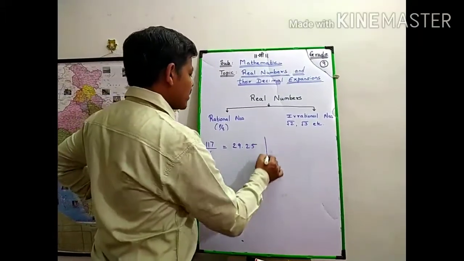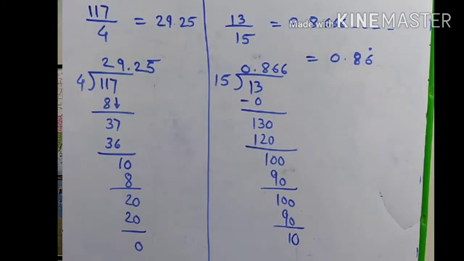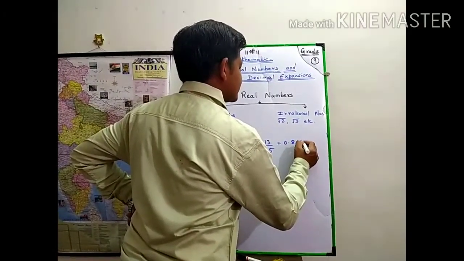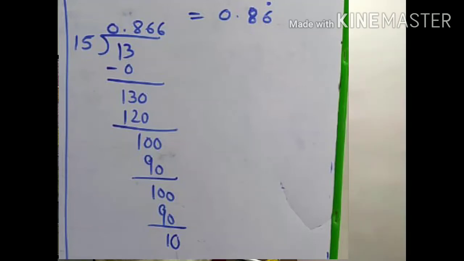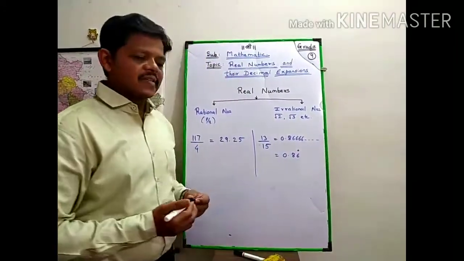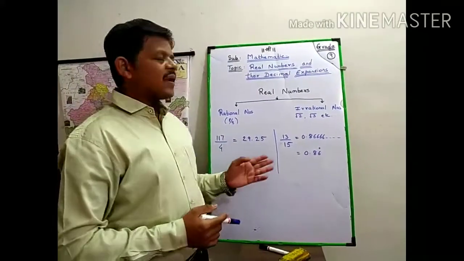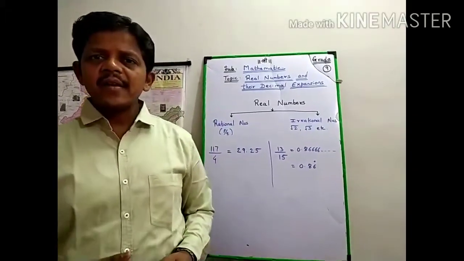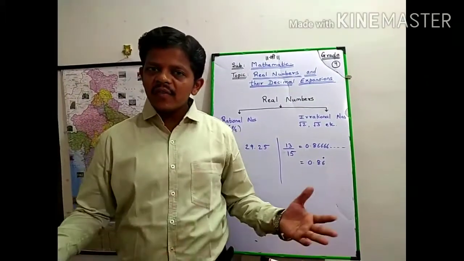We have one more example, that is 13 divided by 15. If you divide 13 by 15, you can do it on your own. You will get 0.86666 and that 6 goes on recurring. Ultimately, how do we write it? As 0.86 and a small dot over 6, which means 0.86 recurring. Correct?